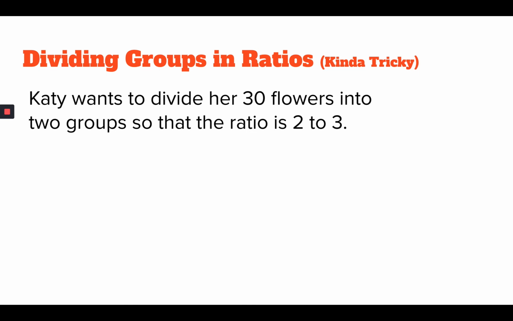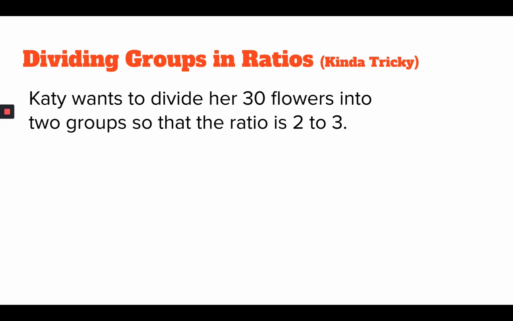This is the hardest question, and there's only one question, I believe, maybe 2, in your assignment today that asks you to do this. This is dividing groups. So you have a group of something and you want to divide it into equal ratios. So Kathy wants to divide her 30 flowers into 2 groups so that the ratio is 2 to 3.